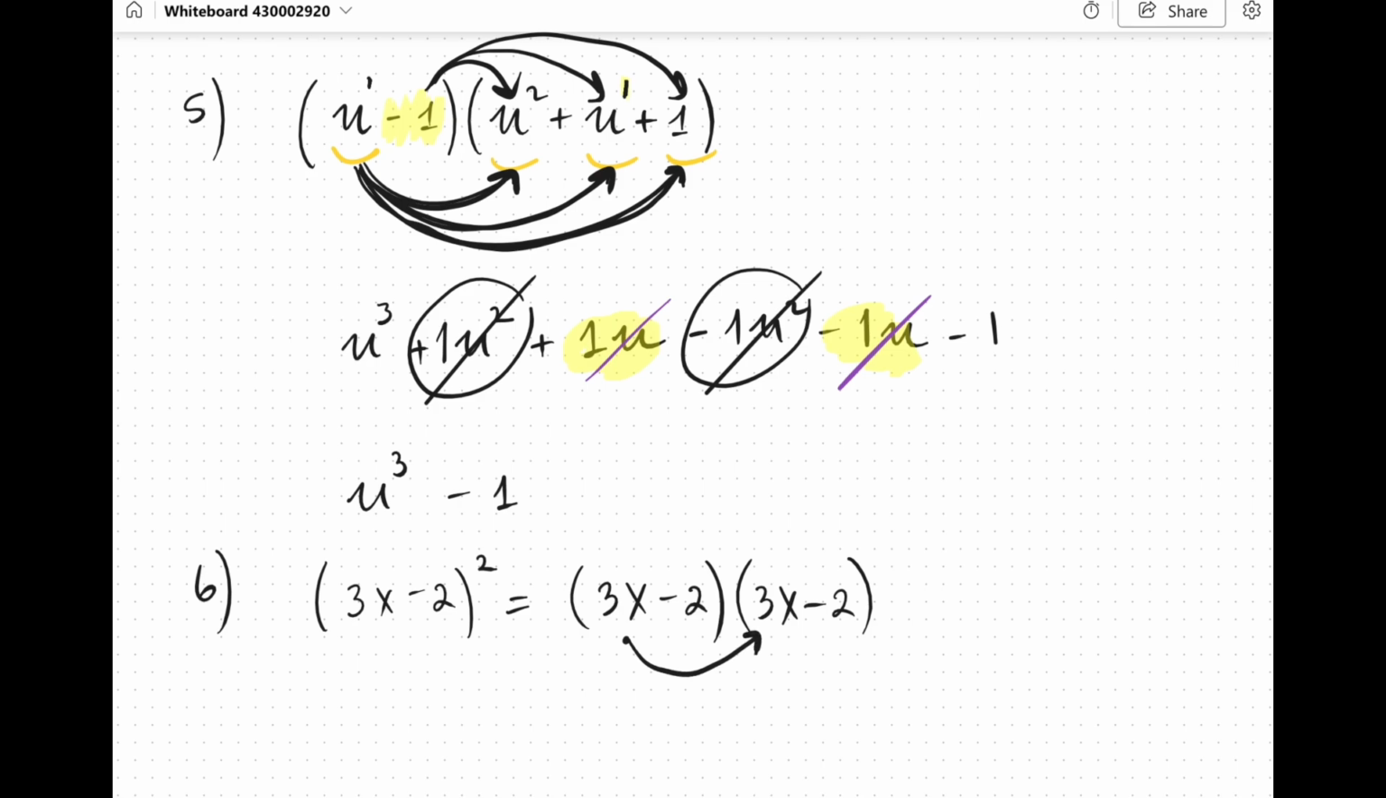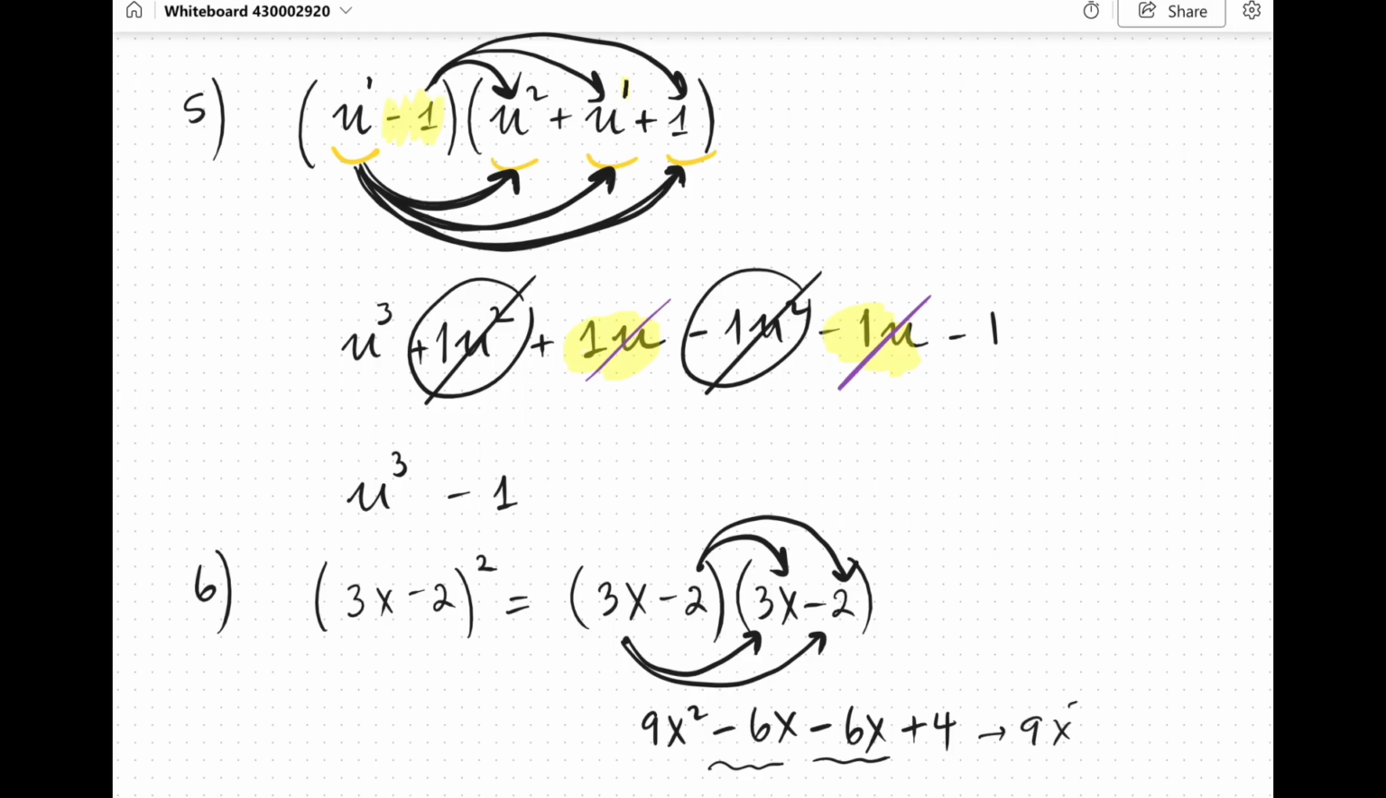So 3x times 3x, that's 9x squared. 3x times negative 2, that's negative 6x. Negative 2 times 3x is negative 6x, and negative 2 times negative 2 is positive 4. Another common mistake I see students make is canceling the 6x in the middle. They don't cancel because they're not opposite in sign. You have to combine them into a negative 12x. So the final answer here will be 9x to the second minus 12x plus 4.